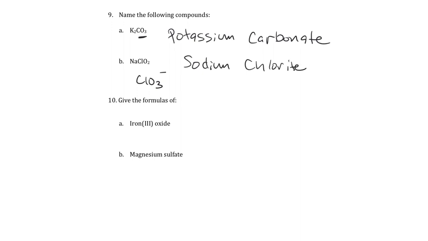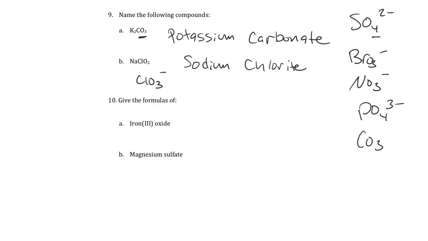So the things to remember would be like sulfate is SO4 2 minus. Chlorate, like we see here, is ClO3 minus. Bromate is BrO3 minus. Nitrate is NO3 minus. Phosphate is PO4 3 minus. So these are just some common ions that I think we should know. Of course, carbonate as well.